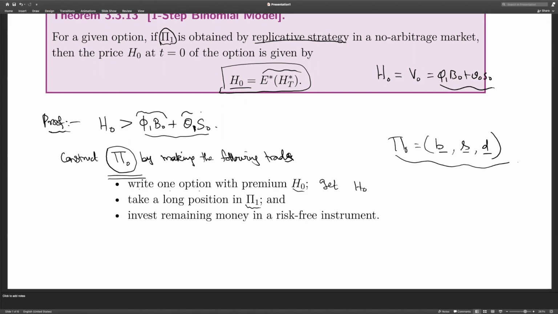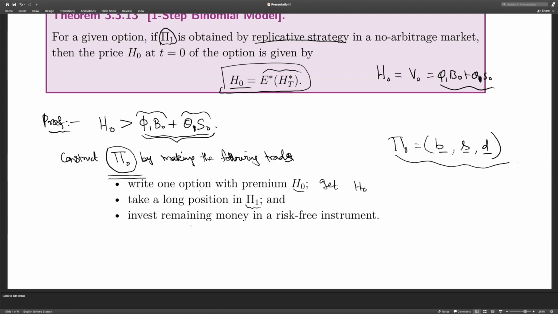1 times S naught. Sorry, this is theta 1 times S naught. So here also it is theta 1. You are buying this portfolio, which means you are exactly doing what is suggested in that portfolio. If you are shorting, it means minus 1 of that portfolio you will take. If you are going long, it means plus 1 of that portfolio. Phi 1 and theta 1 are some numbers. They can be positive or negative depending on whether you take a long or short position. Overall, if you say I'm going long in this portfolio pi 1, it means 1 into that portfolio.